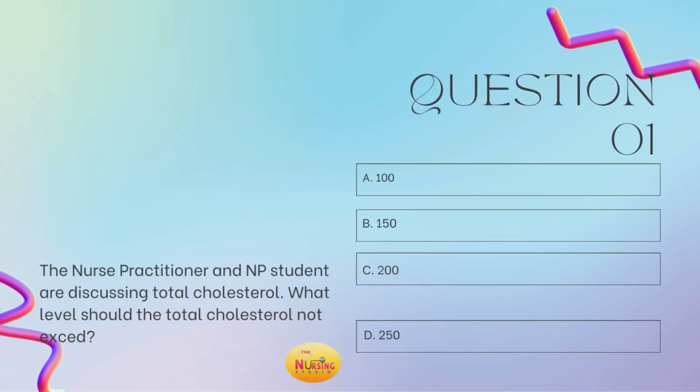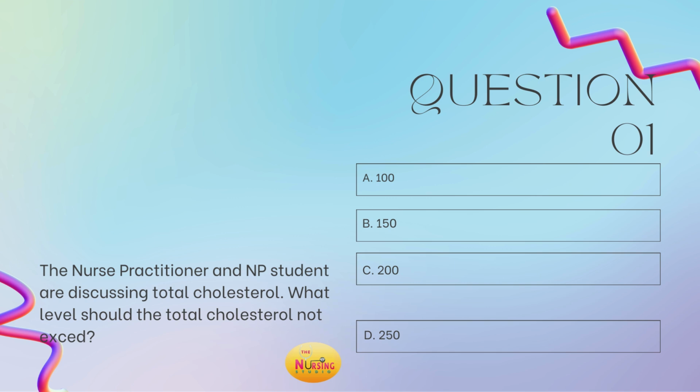Question number one states the nurse practitioner and NP student are discussing total cholesterol. What level should the total cholesterol not exceed? Is it A, 100, B, 150, C, 200, or D, 250? Take a moment and tell me what you got in the comments, you guys.